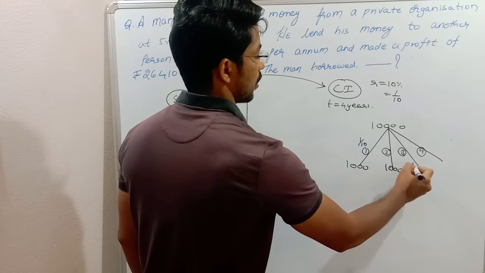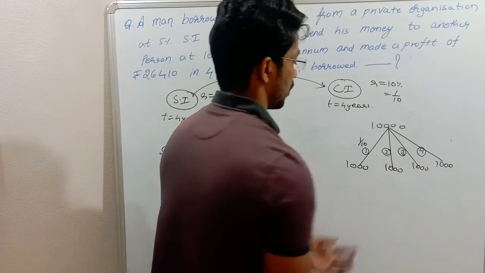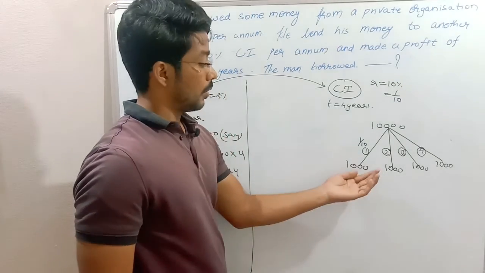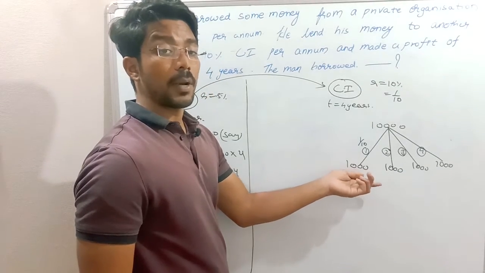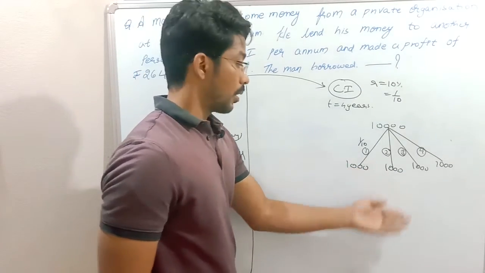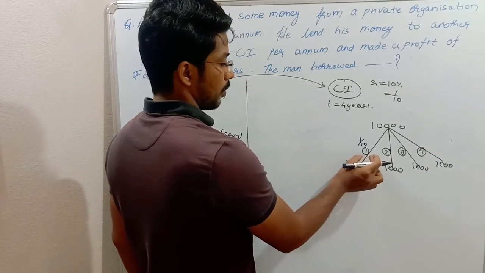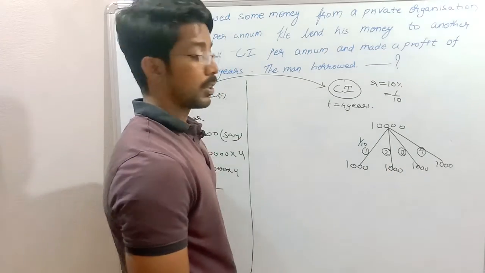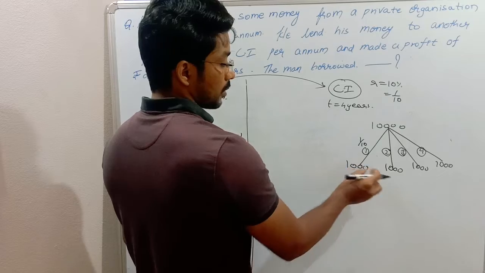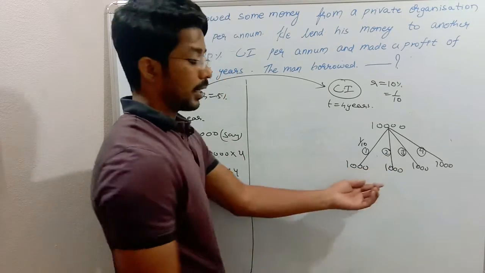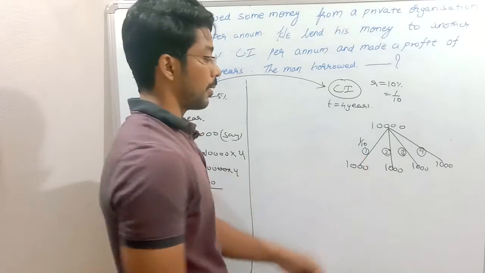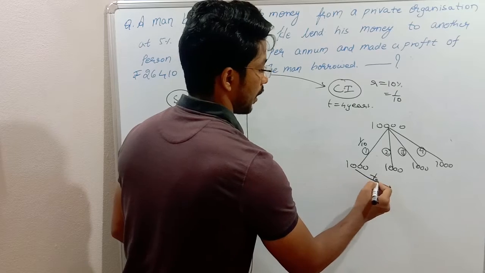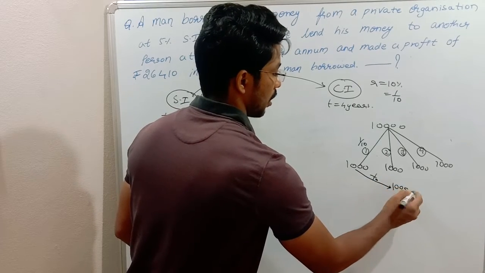Here also 1,000. So the simple interest will be the same for all the 4 years, but the interest will be applied on the simple interest in the following years. Suppose for the first year the simple interest is 1,000. In the second year also the simple interest will be 1,000, but along with it, the interest on the simple interest of the first year will be applied. So interest on the simple interest of the first year will be 1 by 10 of 1,000, which is 100.